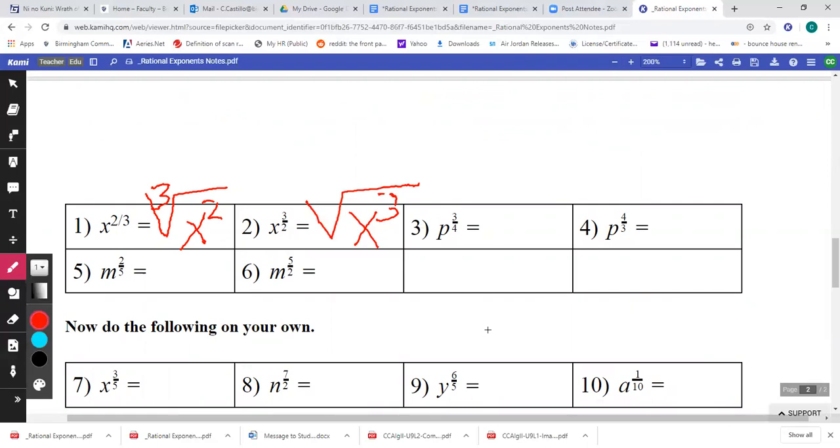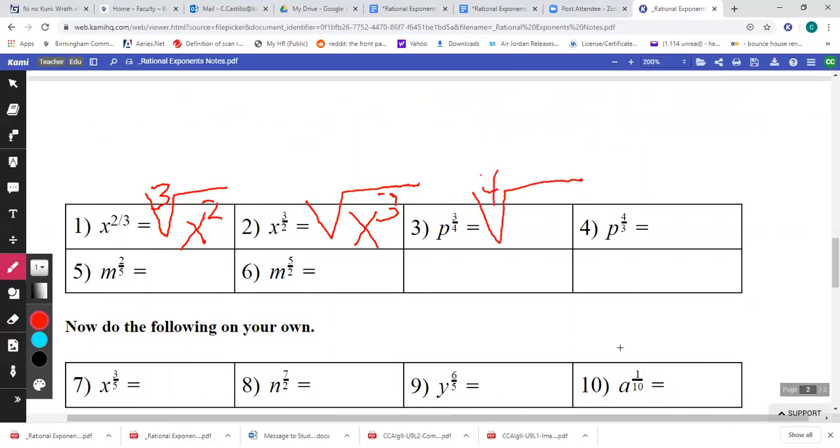Okay? And on a test, they will never write the 2 here. So you're like, can I write the 2? Technically, yes, but you'll never ever see it like that in math. Okay. The next question, p to the 3/4.